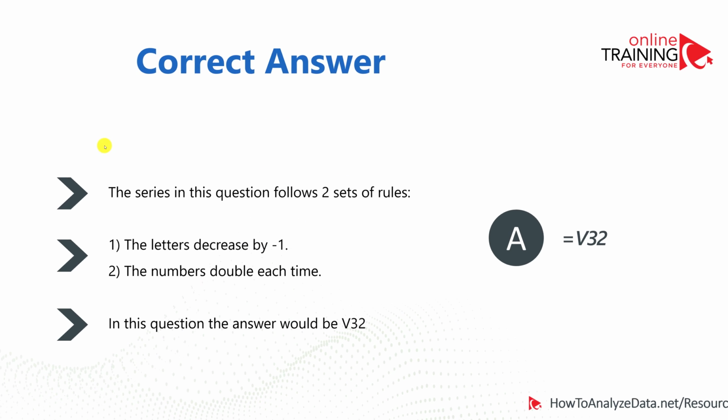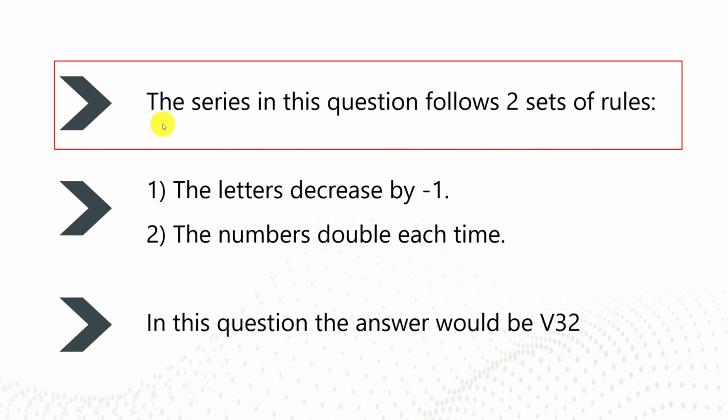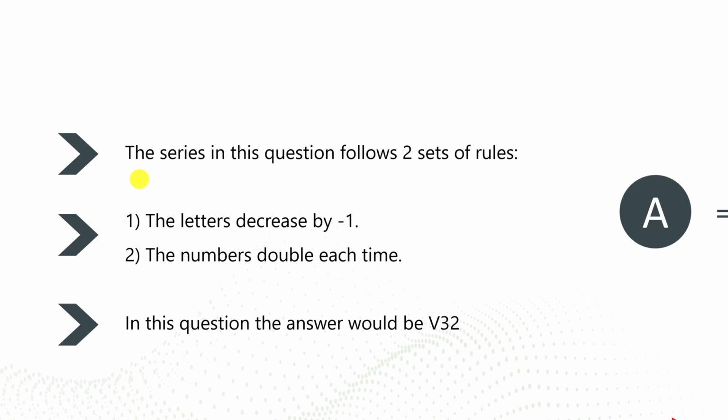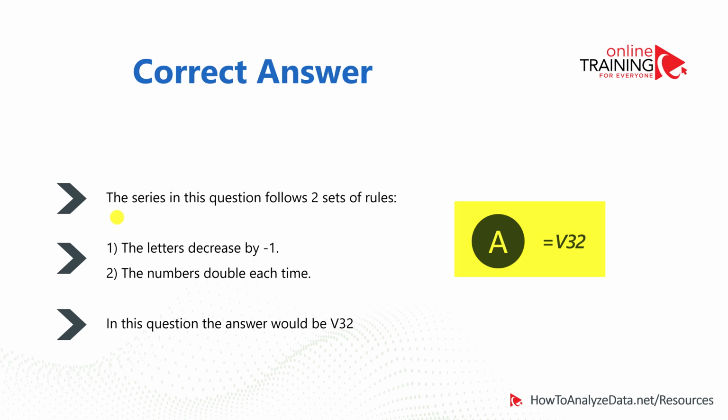Let's recap. To answer this question, you need to follow 2 patterns. One pattern for the letters and a second pattern for the numbers. The letters decrease by 1 and the numbers double each time. So the correct answer here is V32. Hopefully you've got this one right.